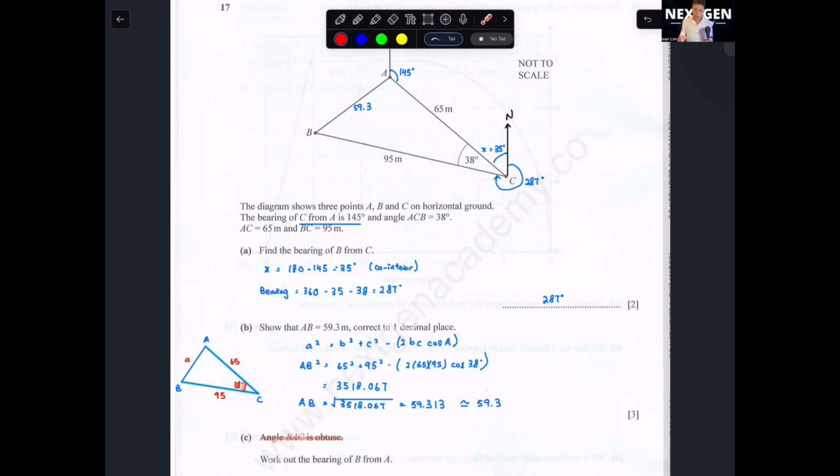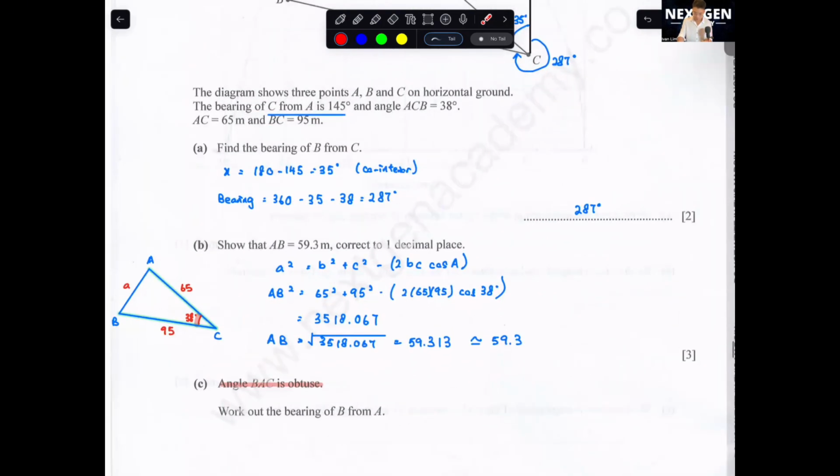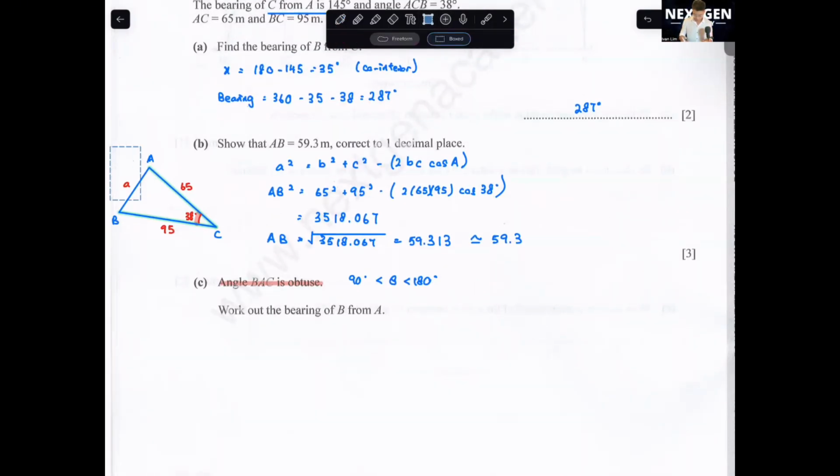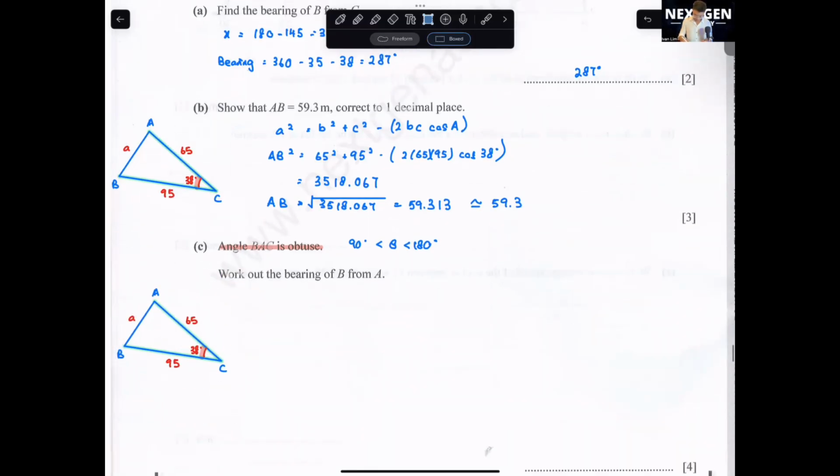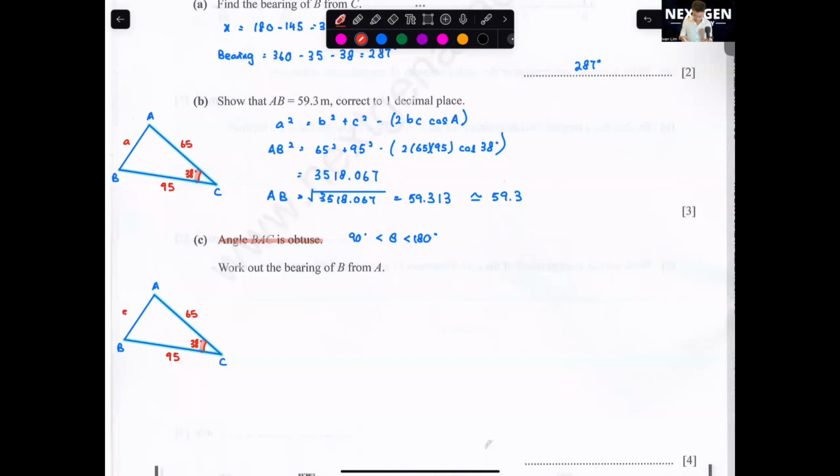Because based on this method, we'll be using sine rule. What's the meaning of obtuse? Obtuse means in between 90 to 180 degrees. There's a reason why they say this one obtuse. So let's do this using sine rule first. Right now we have this, which is 59.3. We want to find this angle here. This and this, they are pairs. So we'll use sine BAC over 95 equals sine 38 degrees over 59.3.